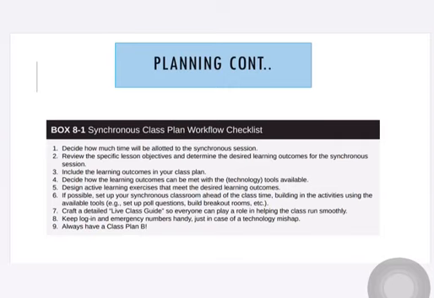Synchronous class plan workflow. We have a nine-item workflow checklist. Decide how much time will be allotted to the synchronous session. Review specific lesson objectives and determine the desired learning outcomes for the synchronous sessions. Include the learning outcomes in your class plan. Decide how the learning outcomes can be met with the technology tools available. Design active learning exercises that meet the desired learning outcomes.